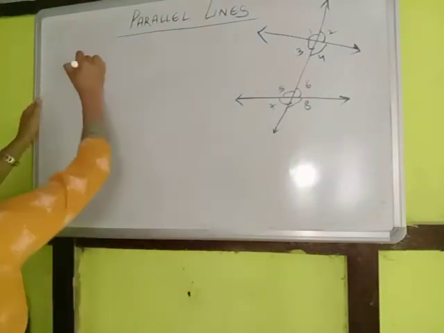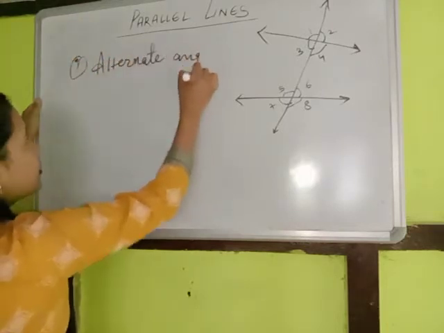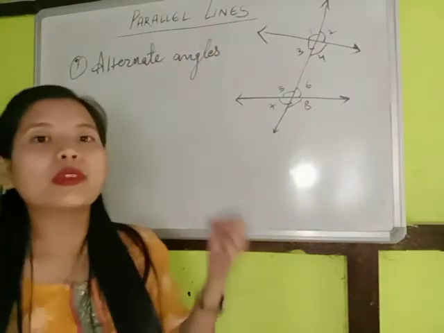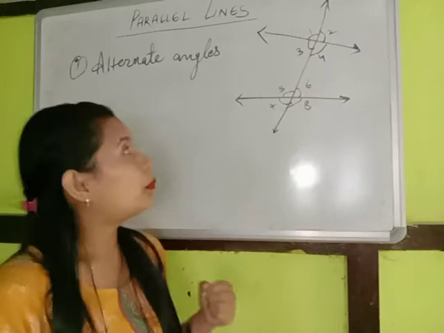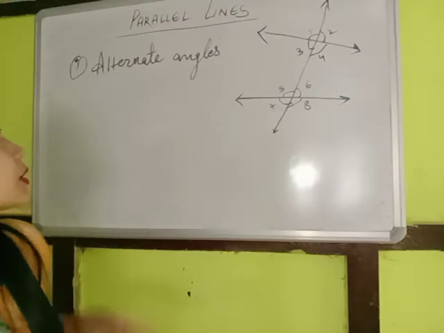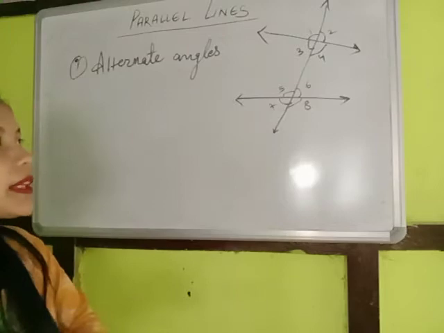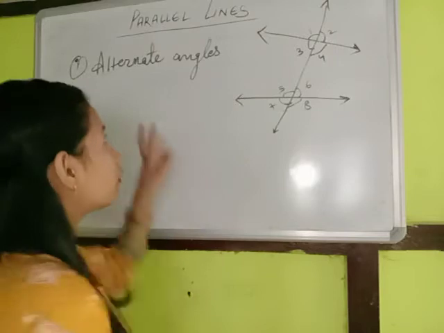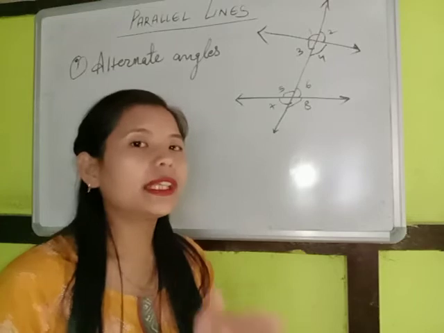So the first name is alternate angles. Children, you should be very confident in recognizing which angle's name is what. Once you recognize the names of the angles, the properties will help you to solve the problems that you get in the exercise. So whenever you look at alternate angles, remember that we always see just the interior angles. I repeat, whenever we talk about alternate angles, we just talk about the interior angles.